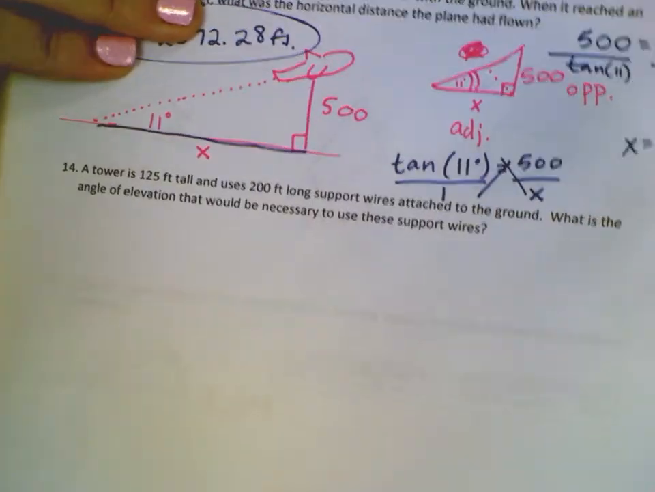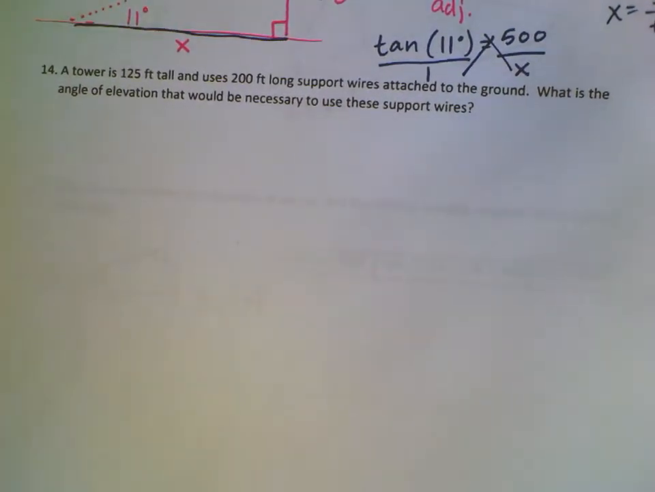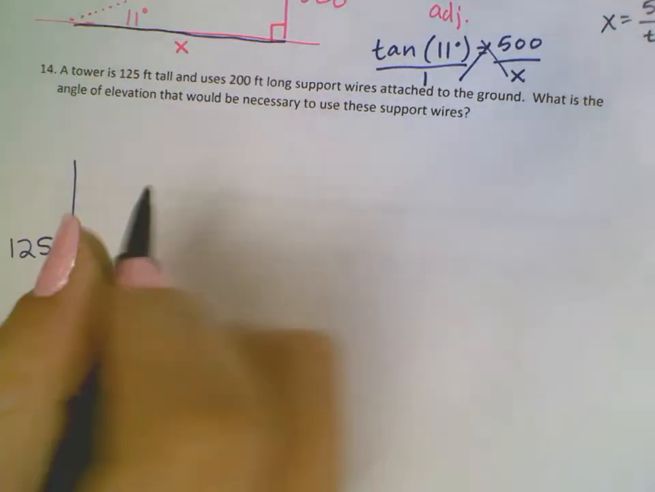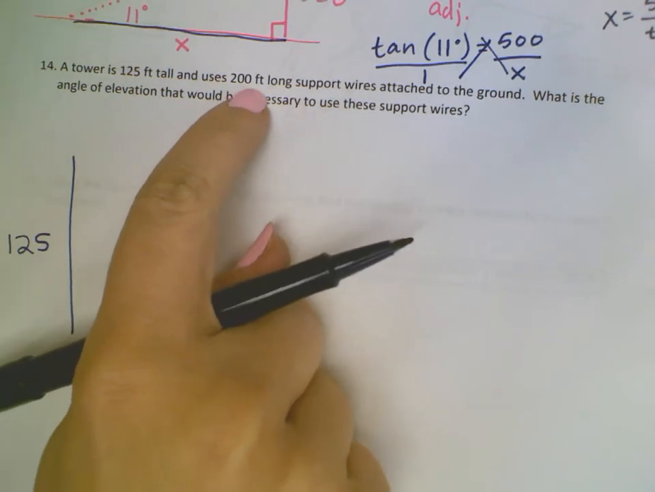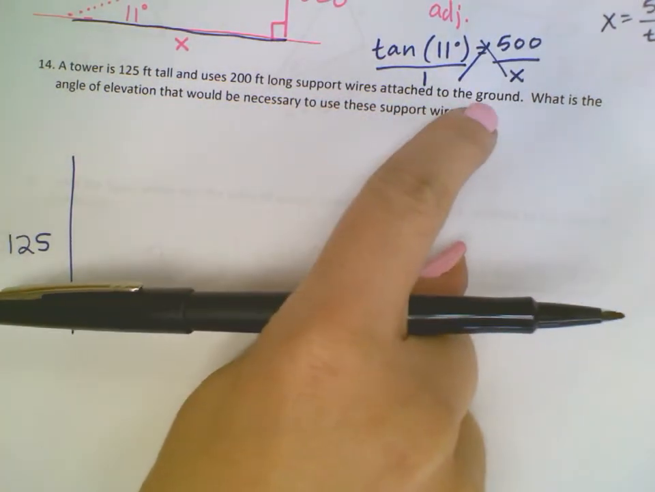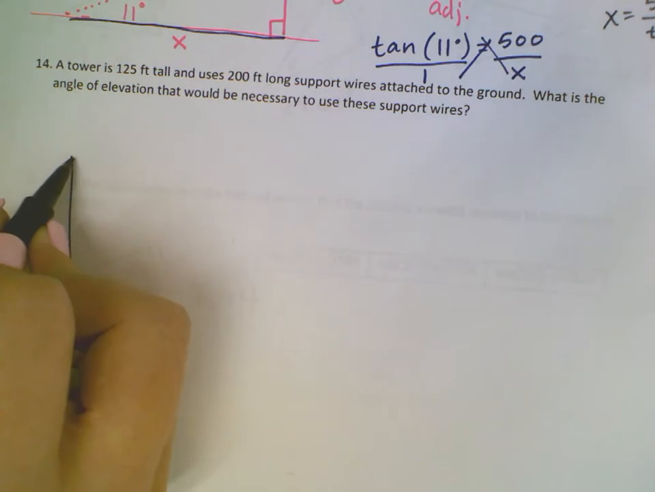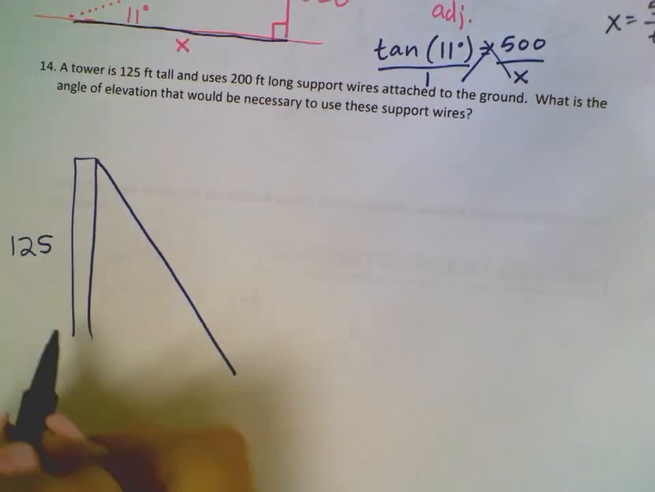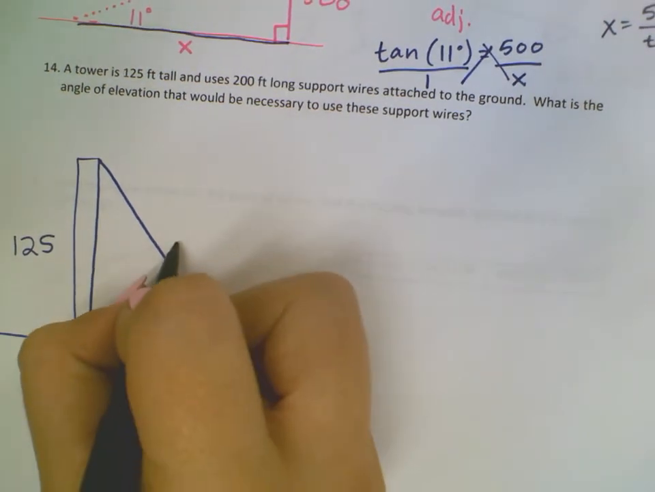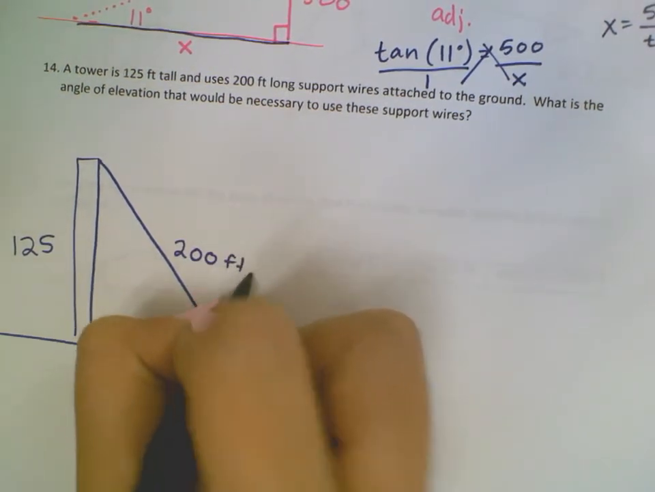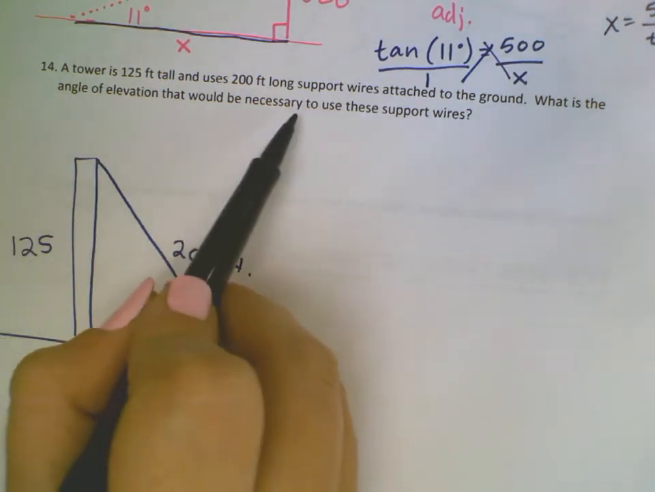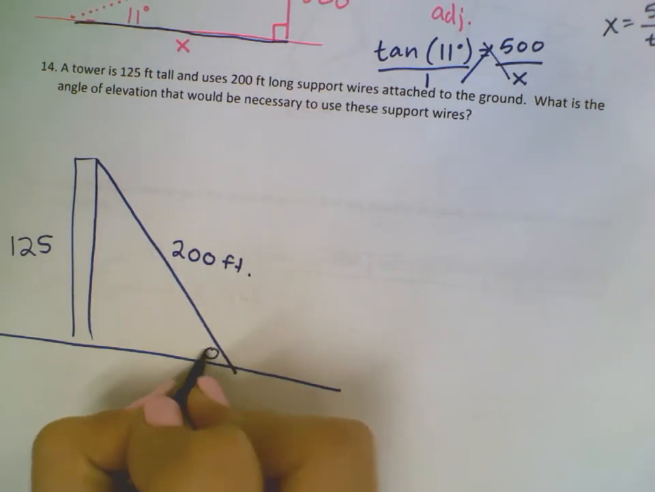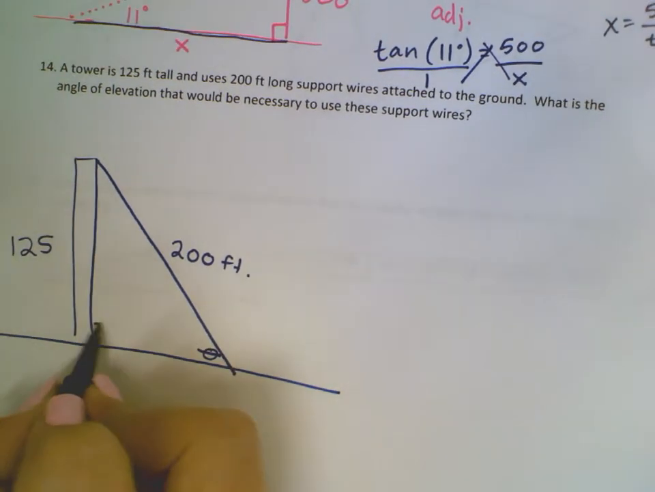All right, number 14. We've made it to the end. A tower is 125 feet tall and uses 200 feet long support wires attached to the ground. So that means if we've got a tower, it's got a wire that comes down and holds it to the ground. The wire is 200 feet long. What is the angle of elevation that would be necessary to use these support wires? So what is this angle right here going to be?